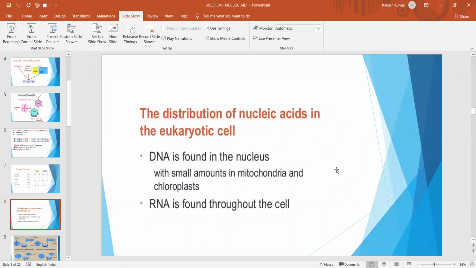Let us see the distribution of nucleic acids in the eukaryotic cell. DNA is found in the nucleus with small amounts in mitochondria and chloroplast, whereas RNA is found throughout the cell.